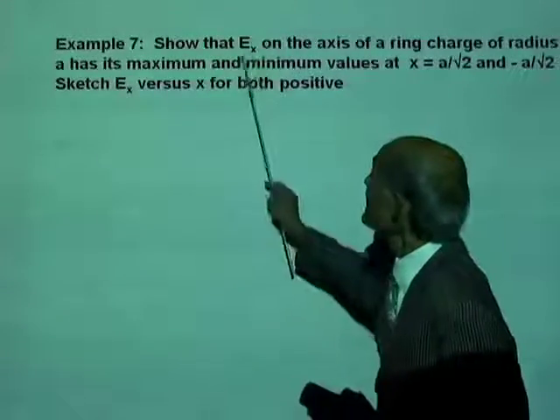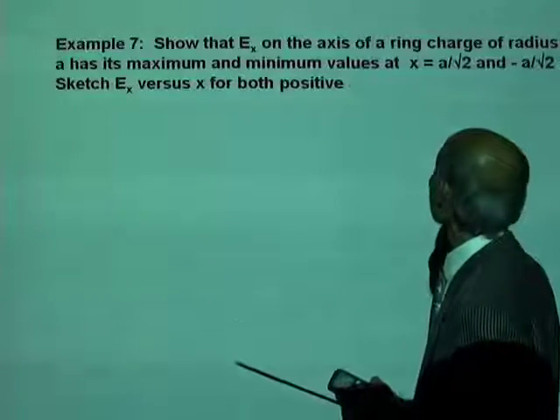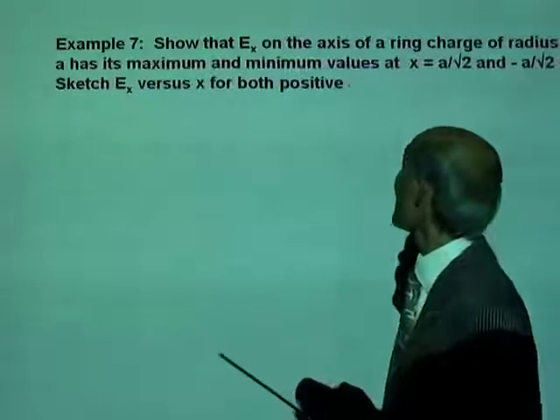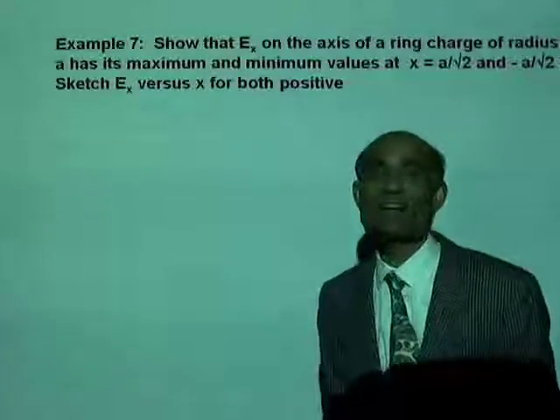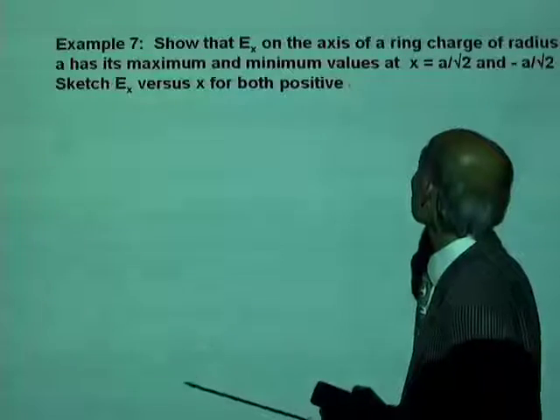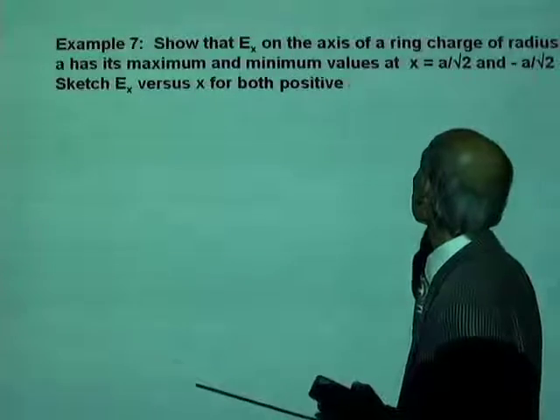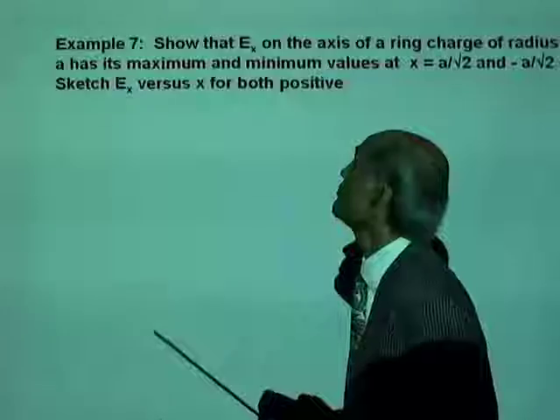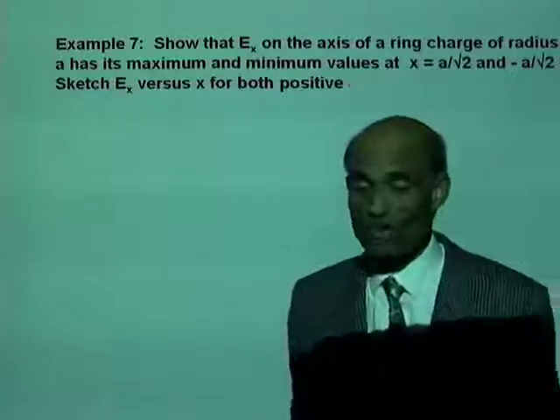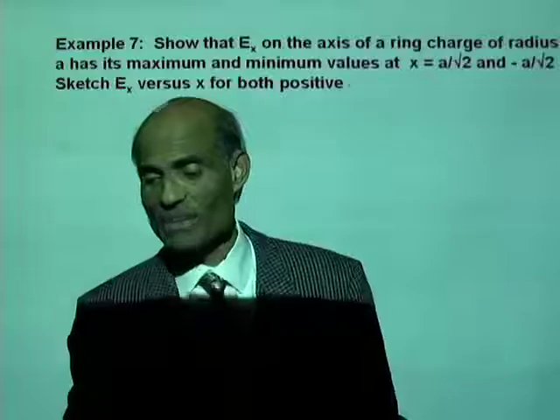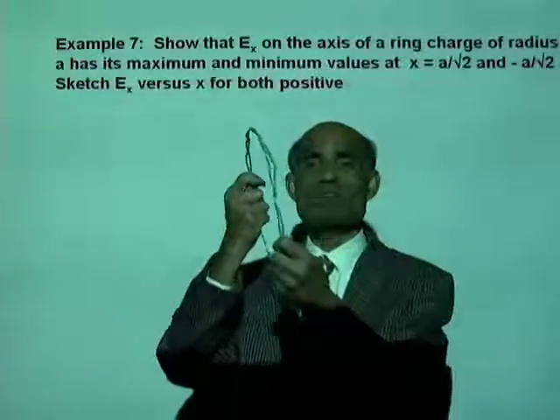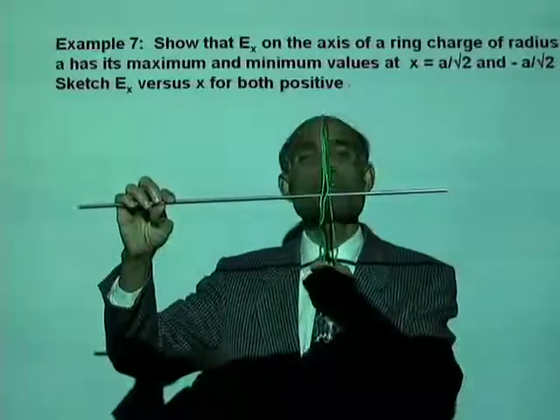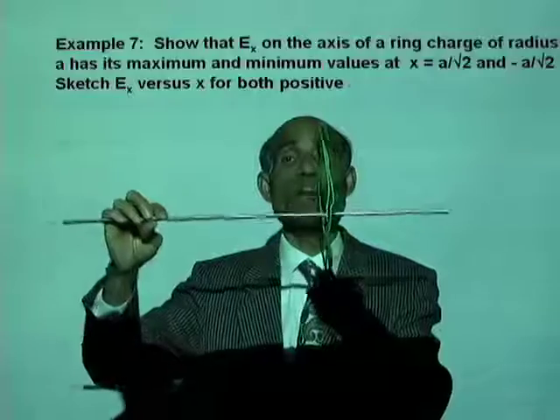Show that E sub x on the axis of a ring charge of radius A has its maximum and minimum values at x equal to A over square root of 2 and negative A over square root of 2. Sketch Ex versus x for both positive and negative x values. What this means is you have a ring charge like this, and we are talking about the electric field at a point on the axis of that.